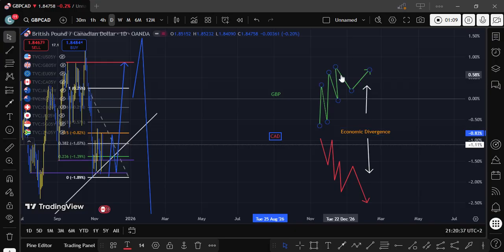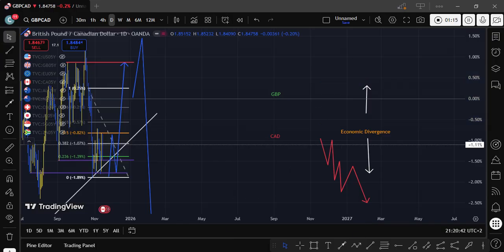Now, let's say the pound decides, nah, I don't want to go all the way up. I would rather move sideways instead. When the pound moves sideways, the CAD is still collapsing, and the further the CAD collapses, the more you get paid. What happens when the CAD keeps collapsing and the pound is moving sideways?